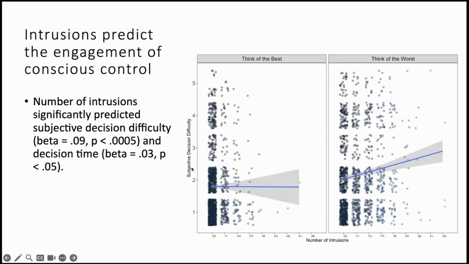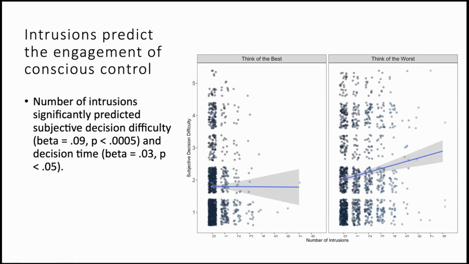So first, we're going to look at the relationship between subjective decision difficulty on the y-axis and the number of intrusions. What you find is that they are related, but specifically in the think of the worst case. The more intrusions a given participant had for a given problem in the think of the worst case, the harder they found that problem to be.